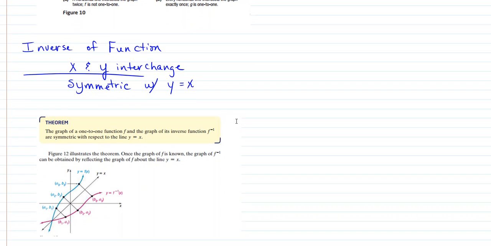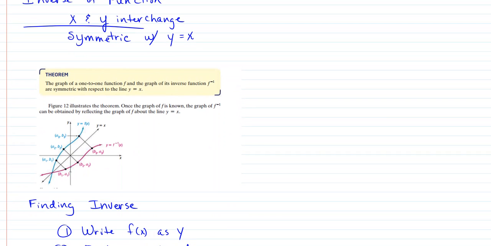If something is one-to-one, we can find the inverse of the function. This is where x and y interchange, and the two functions are symmetric with the line y equals x. So here's a graphical picture of that. Here is f of x. Here is its inverse, and they're symmetrical about this line y equals x. They're like mirror images.